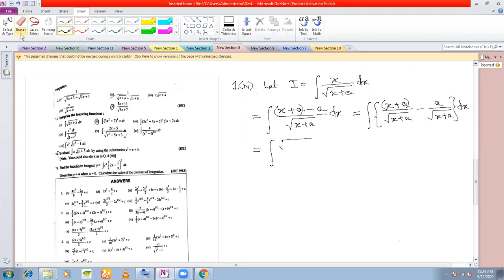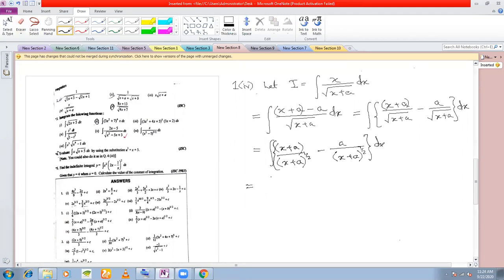Now x plus a, this x plus a can be written as root x plus a, or you can think of it in this manner also, that you can write this as x plus a to the power of 1 and this power is half. x plus a to the power of half, right? Minus a by x plus a to the power of half dx, and you open your brackets here also.